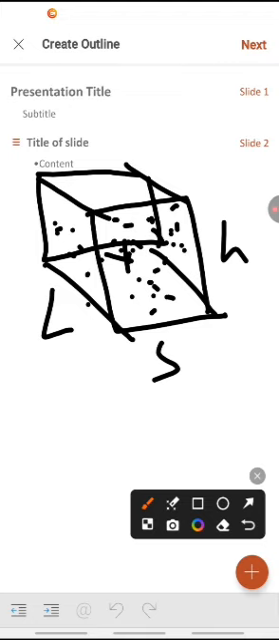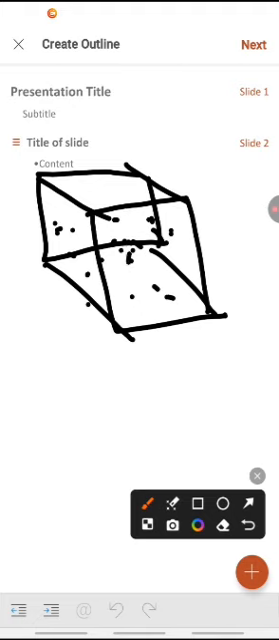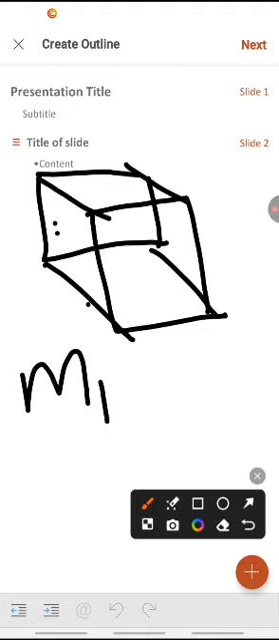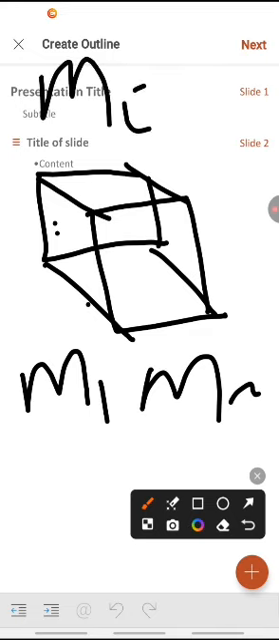Now after getting the volume, what you need to do is first of all find the mass of the empty box. So let's say the mass of the empty box is m1, and then you find the mass of the box together with the sand, then that will be m2. So to get the mass of the sand, you have to subtract m2 minus m1. That's how you can get the mass.